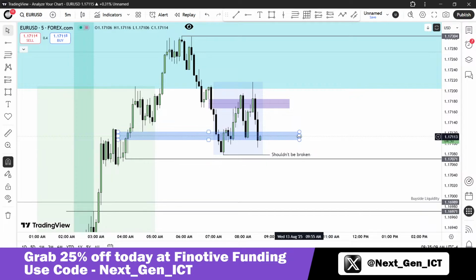This is that 15-minute fair value gap. This blue shaded box is the 15-minute fair value gap.